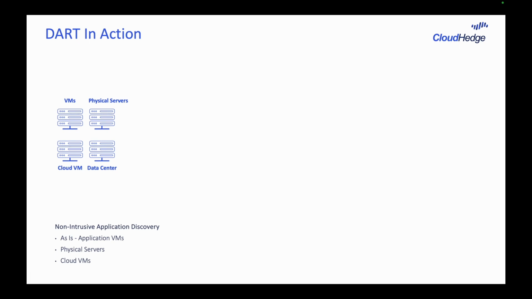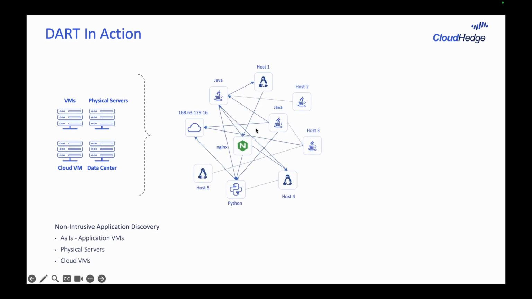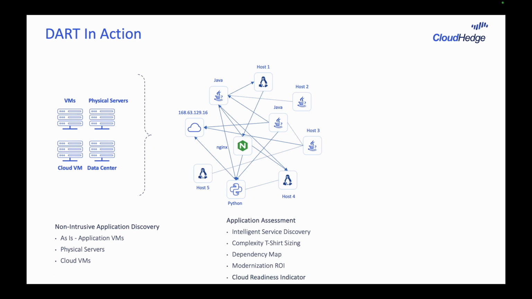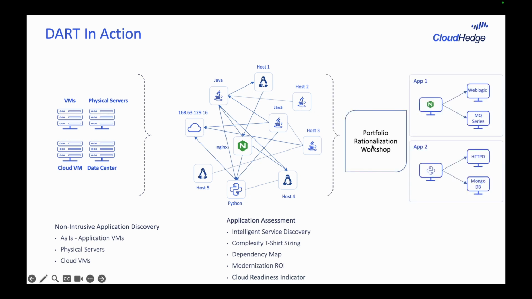It starts by scanning your current landscape of servers, physical servers, or VMs to understand the as-is state. This is a technical discovery of all the application components that are running in this landscape. And it identifies things like relationships, t-shirt sizing, modernization, ROI, and so on. And it further goes on to identify the application relationships with the help of a workshop which is conducted with the application teams to identify the business relationships between these technical application components.